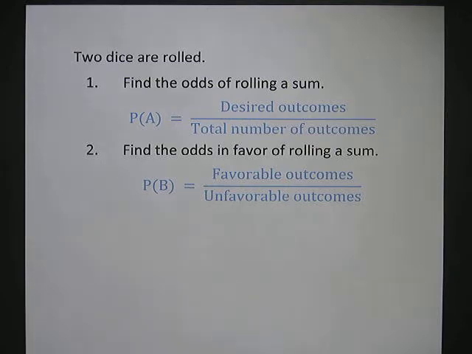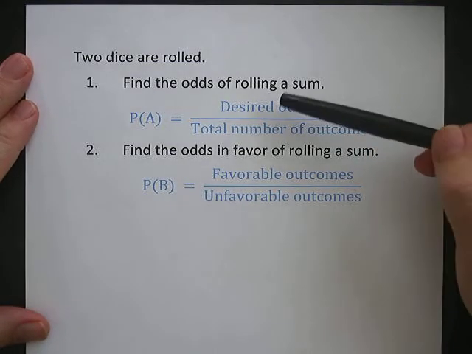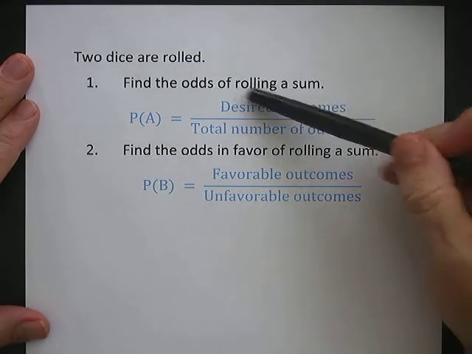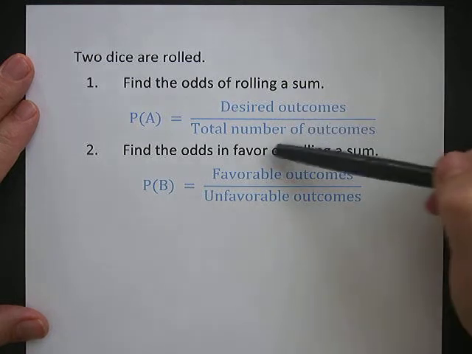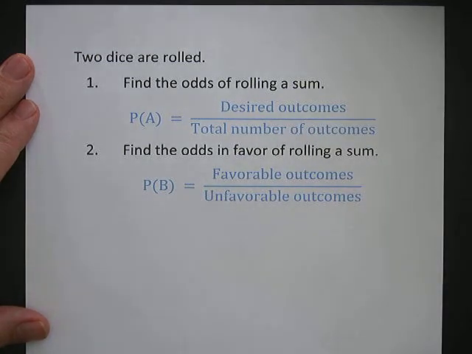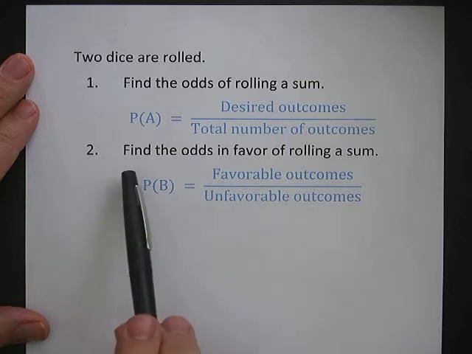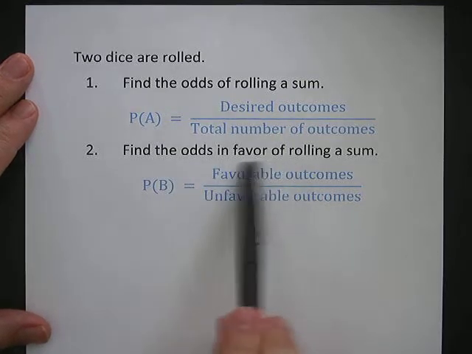Okay, in this problem we have two dice that are rolled. First one says find the odds of rolling a sum, and the odds of rolling a sum is your desired outcome. You could also call it the favorable outcome, divided by the total number of outcomes. Okay, and then find the odds in favor of rolling a sum.